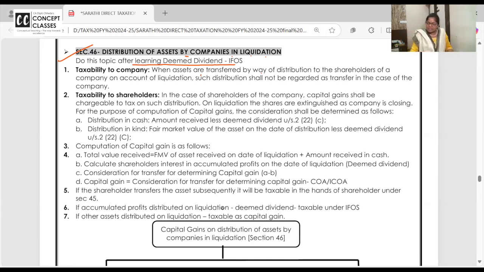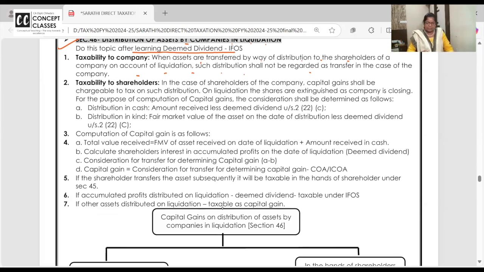When the assets are transferred by distribution to shareholders by the company on account of liquidation, such distribution will not be regarded as transfer. ये तो clear है. Taxability in the hands of shareholders. In case of shareholders of the company, capital gain shall be chargeable on distribution on liquidation: amount received in cash minus deemed dividend, or amount received in kind minus deemed dividend.